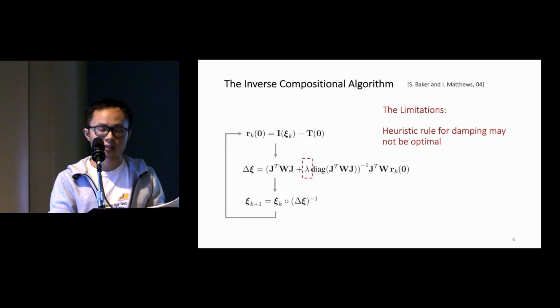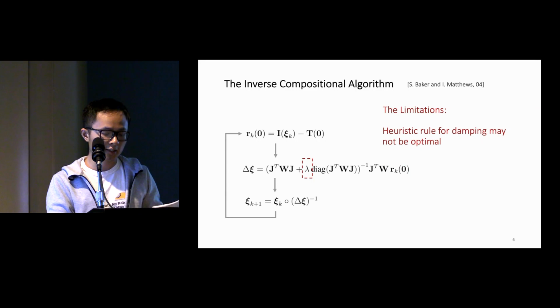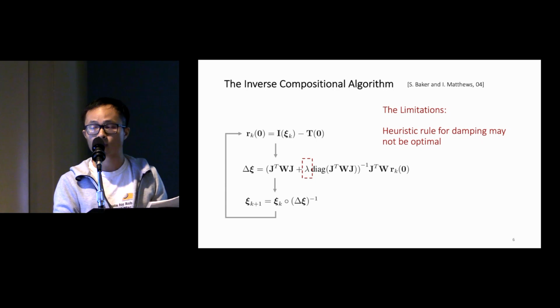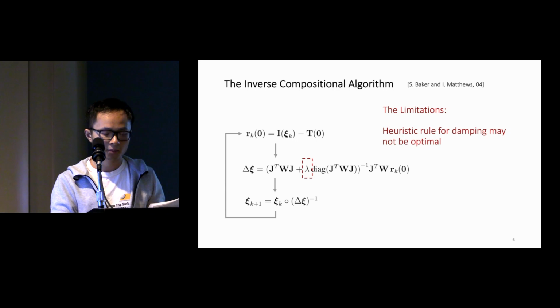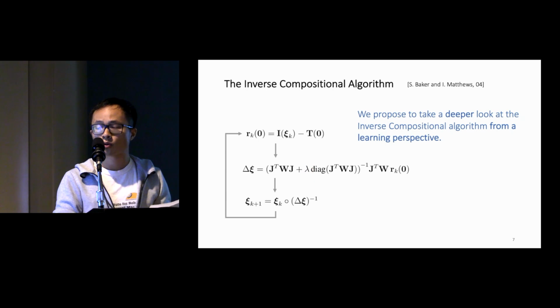Adding proper regularization is also a non-trivial task. One common way is to adjust the damping value using some heuristic rule like the trust region method, but this heuristic rule may not find an optimal solution. In this work, we will take a deeper look at the inverse composition algorithm and see how we can address these challenges using learning.